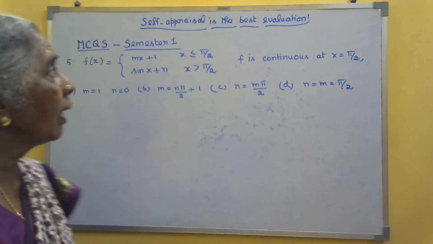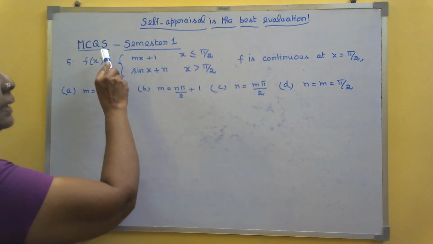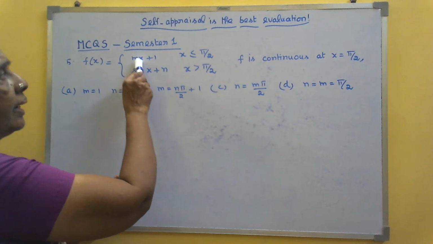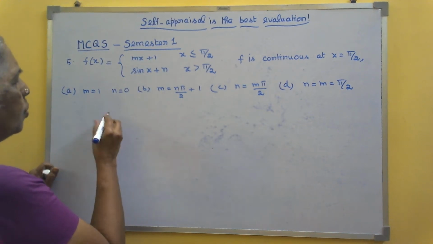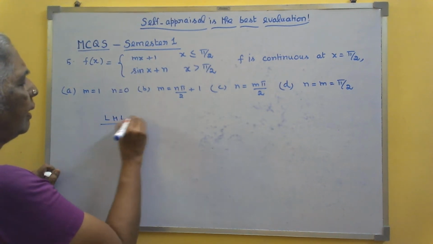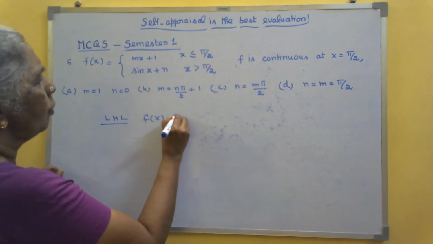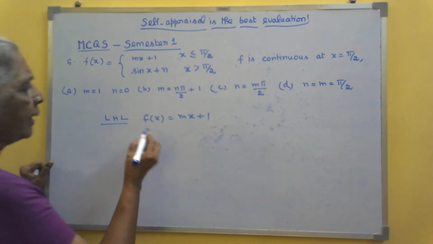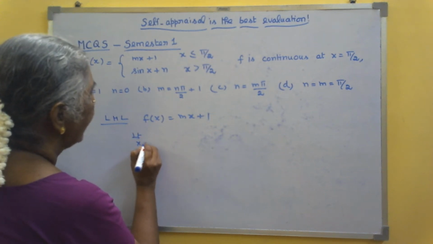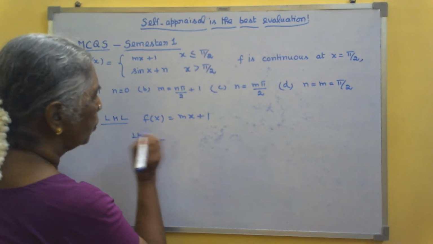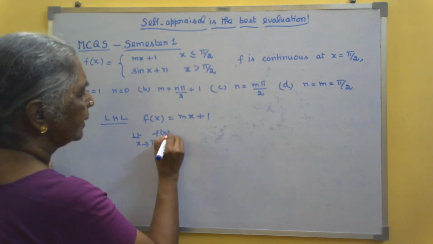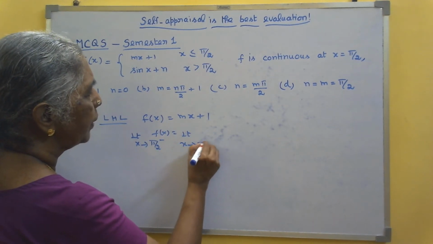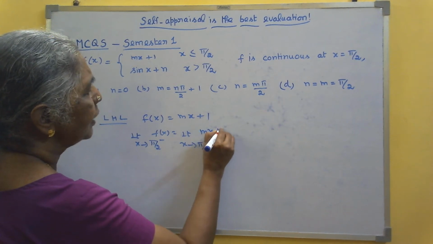So here, that is the LHL. For x less than or equal to pi by 2, it is mx plus 1. So let us write first the LHL. Your f of x now is mx plus 1, right? Now let us take limits. So limit as x extends to pi by 2 minus of f of x is equal to limit as x extends to pi by 2 minus of mx plus 1.